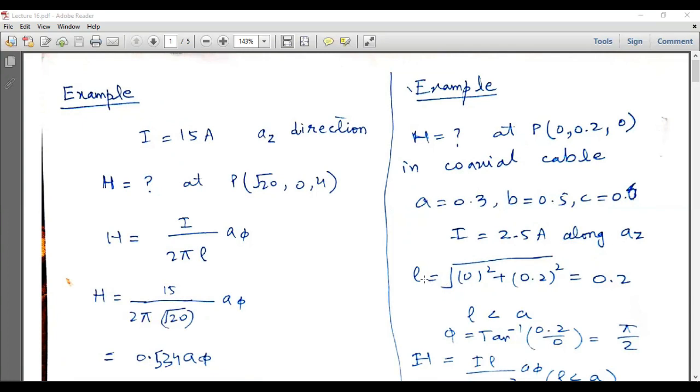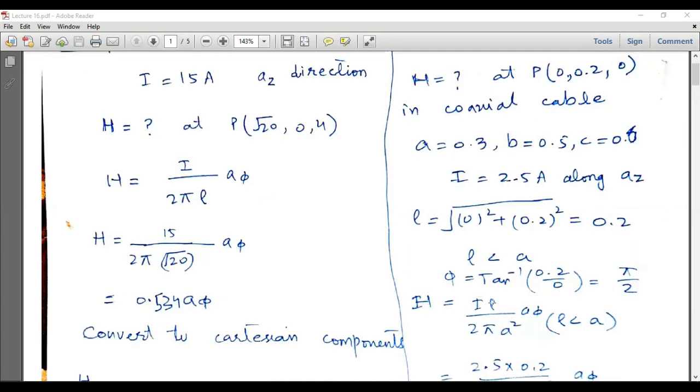So let's first evaluate rho, and rho is equal to x square plus y square under root, and it will be equal to 0.2, and this is actually rho which is 0.2, and we can observe that this rho is less than a. So for the region when rho is less than a, the magnetic field intensity is equal to I rho over 2 pi a square a phi, and this is the same expression that we derived while we were discussing the application of Ampere's law for coaxial cable.